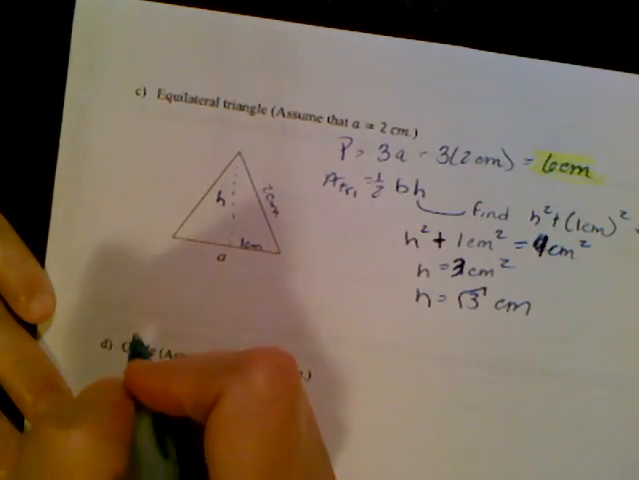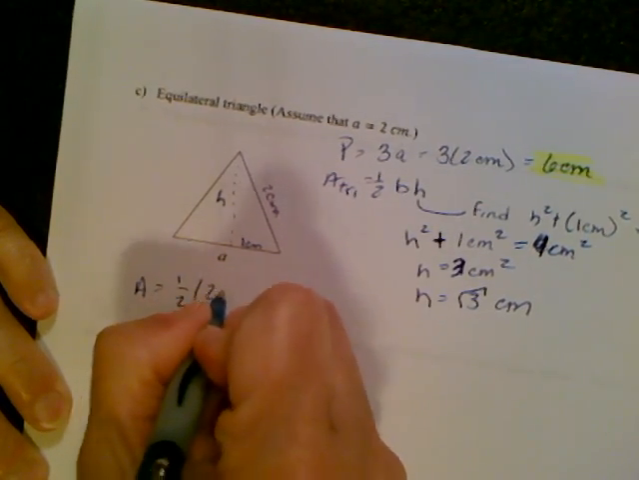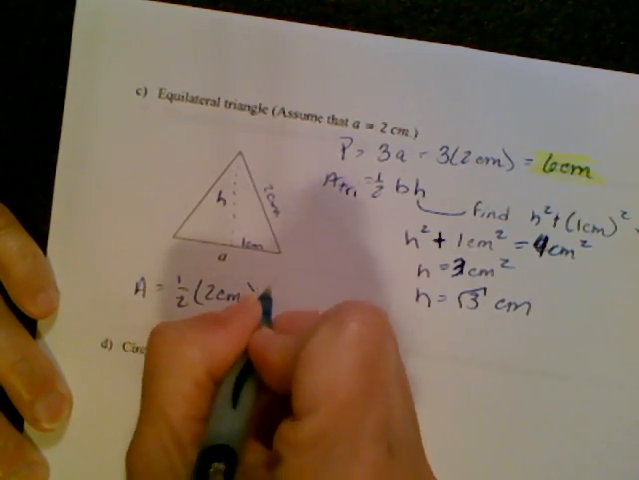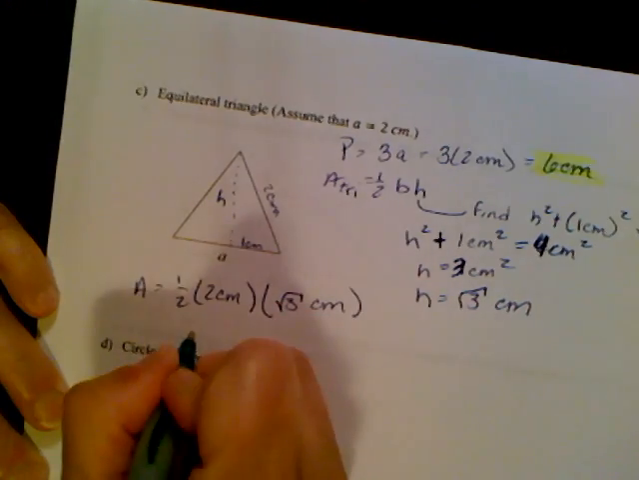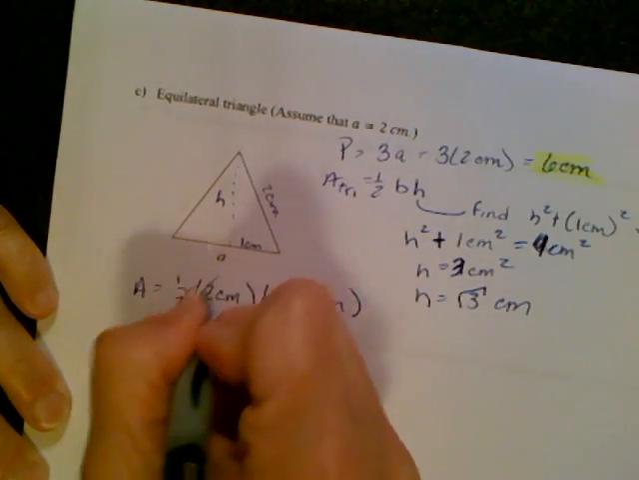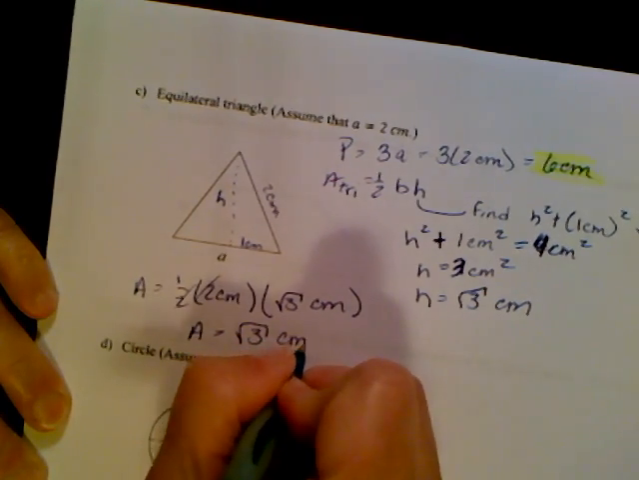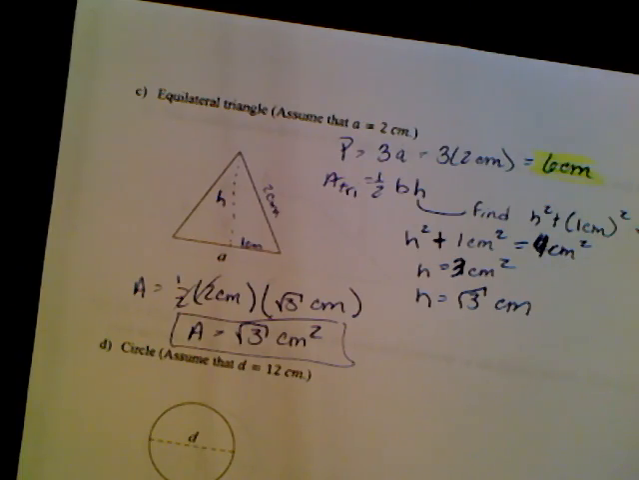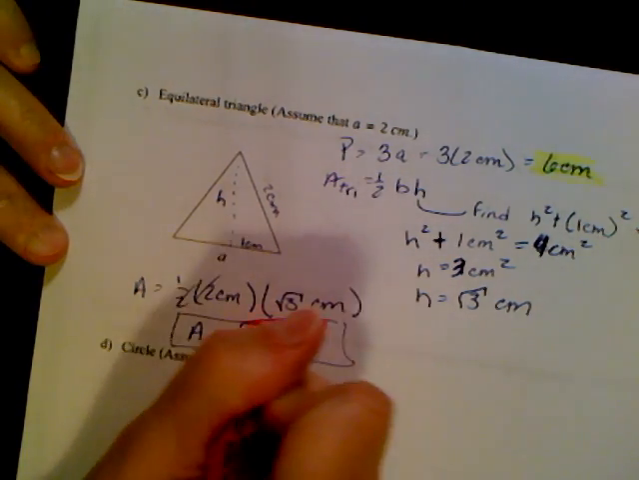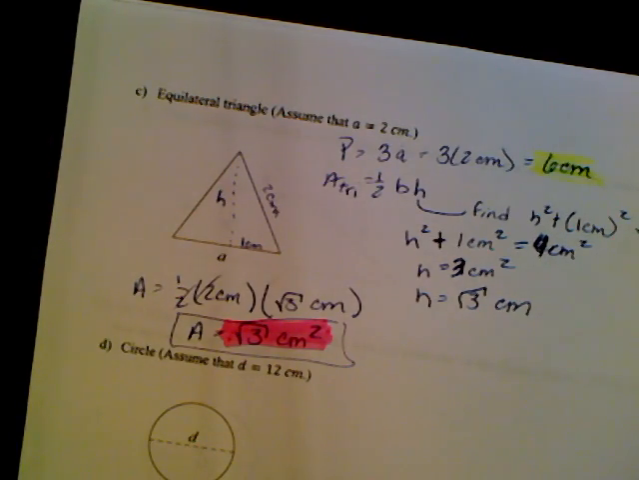Okay? So then my area is going to be 1/2. My base is 2 centimeters, and my height is the square root of 3 centimeters. So my area equals, these two cancel, the square root of 3 centimeters squared. And that, to me, is a perfectly good answer. WebAssign may want you to put that into your calculator and come up with a decimal.